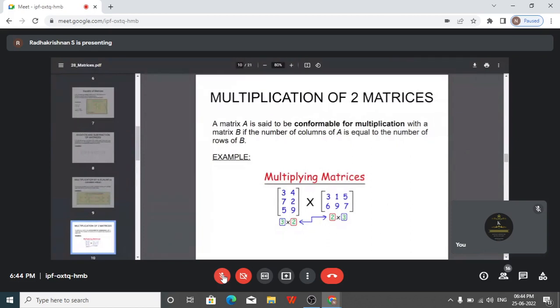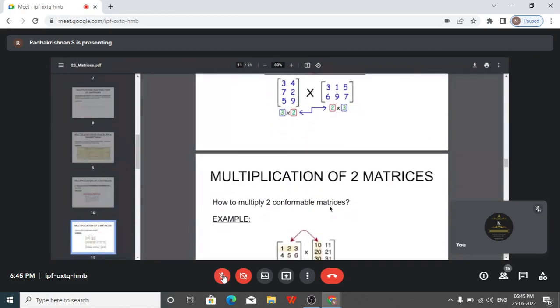Now, multiplication of two matrices. Two matrices can be multiplied only if they are conformable for multiplication. That is, if the first matrix is of order m by n, the second has to be of order n by p. The number of columns of the first matrix should be equal to the number of rows of the second matrix. Only then can we multiply the two matrices. Okay, so we'll go to an example now. How do we multiply?